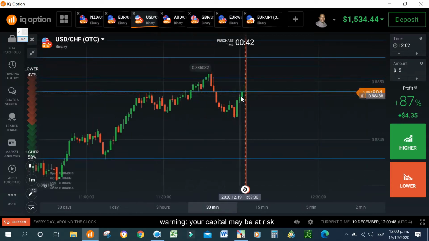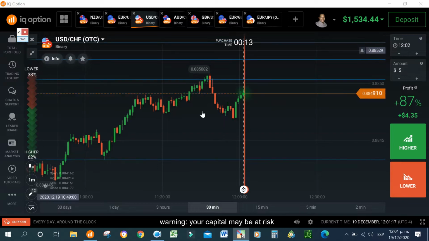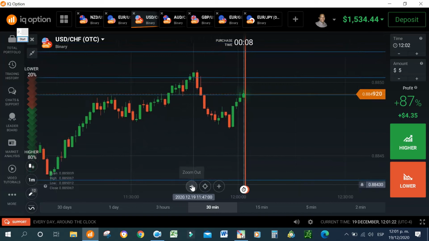For example, the price here is making a pullback, just in this level. If the price makes a bearish pattern here that closes below this candlestick, very bearish, I can consider making an entry, a put option or a lower entry. I'm just going to wait for the reaction here.